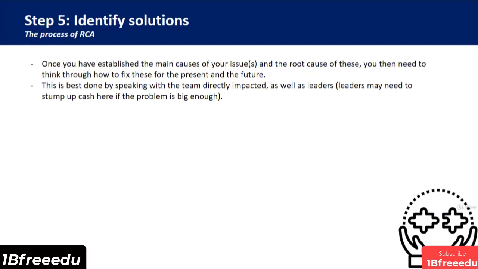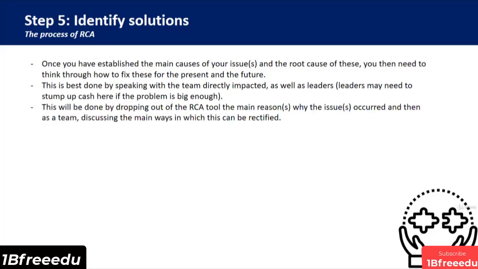Now, this is best done by speaking with the team directly impacted, as well as leaders, because leaders may need to stump up some cash here if the problem's a really big problem. Now, the ones in the team that are working on this, directly impacted by this, these are the people that actually know what could be a decent solution. They're going to know the kind of things they could identify in terms of solutions. And leaders may be able to do the same thing as well. But with leaders, again, if it's a really big solution that needs to be deployed, a new software, for example, this could actually involve cost.